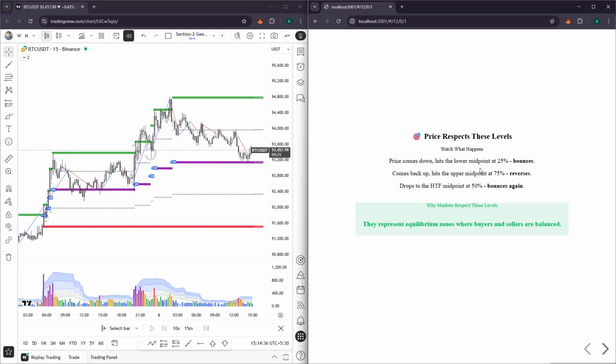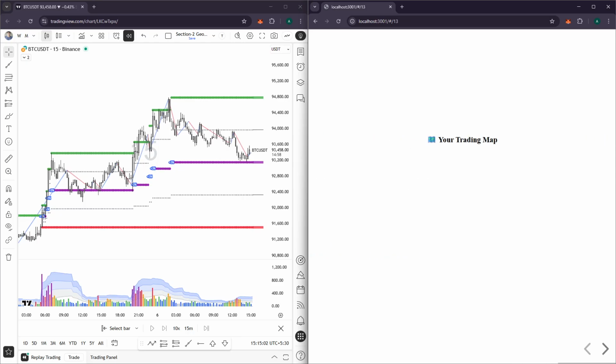Okay, and you must be asking the question, why do markets respect these levels? Well, they represent equilibrium zones where buyers and sellers are balanced. That's why the market respects these levels. The market remembers where it made decisions, and these are the levels where we can see the market making decisions. So this is your trading map, guys. Without structure, you're flying blind.